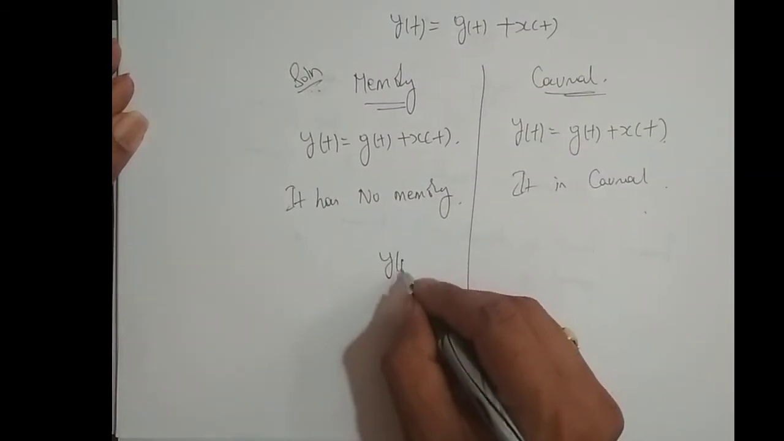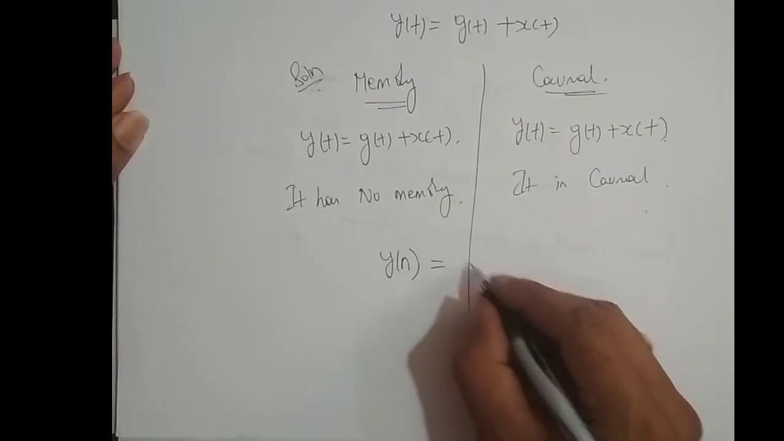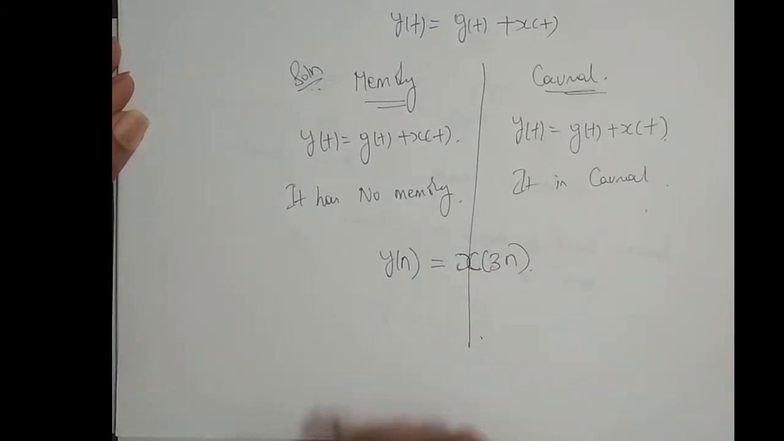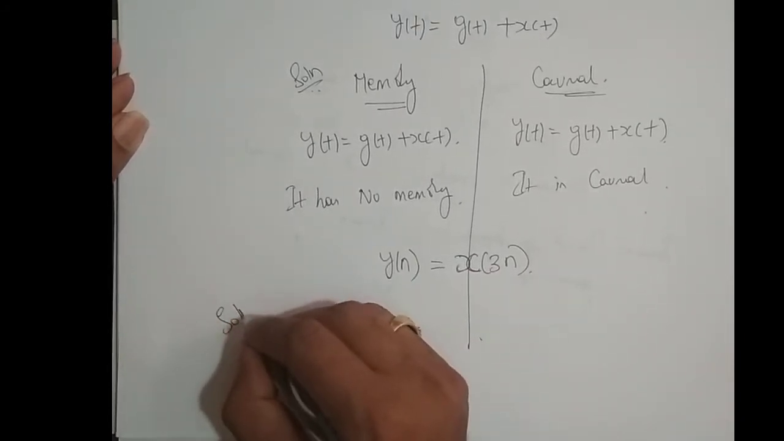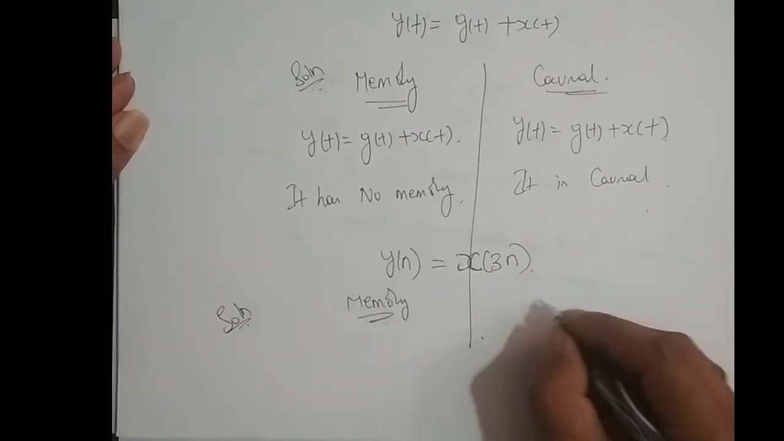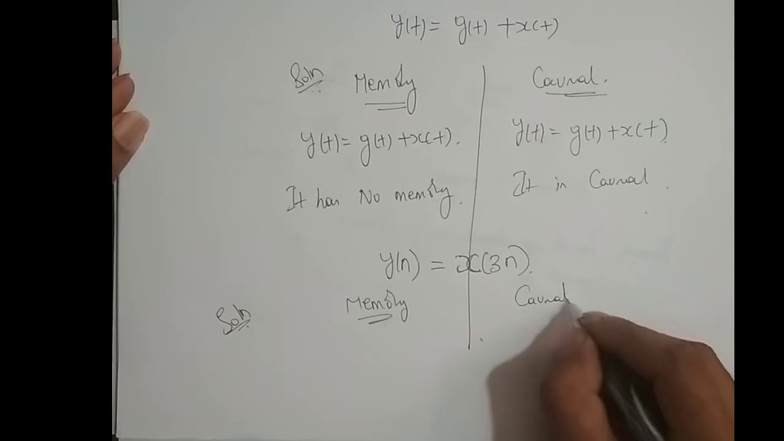Now we take up one more. y of n is equal to x of 3n. So solution. First we'll check for memory. Then we'll check for causal.